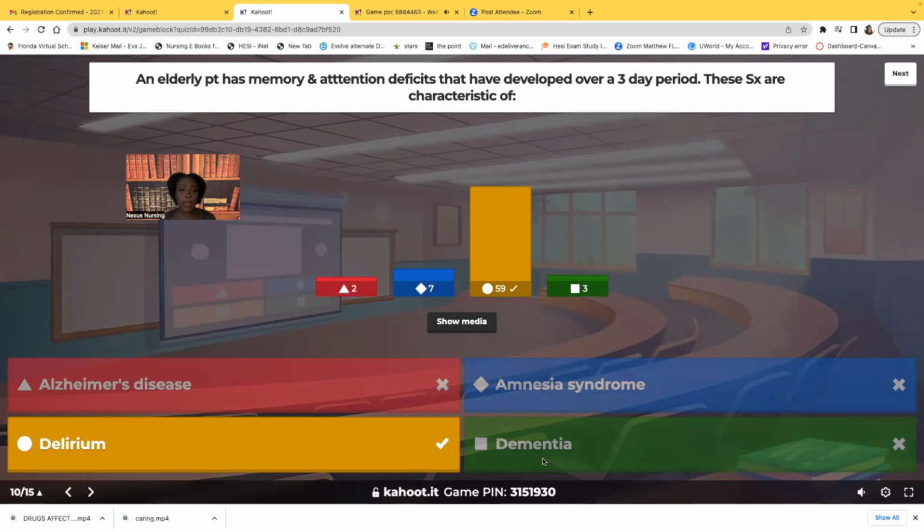And then, of course, dementia. Again, dementia is progressive, it's long-term, it's insidious. So the correct answer for this question would be delirium.